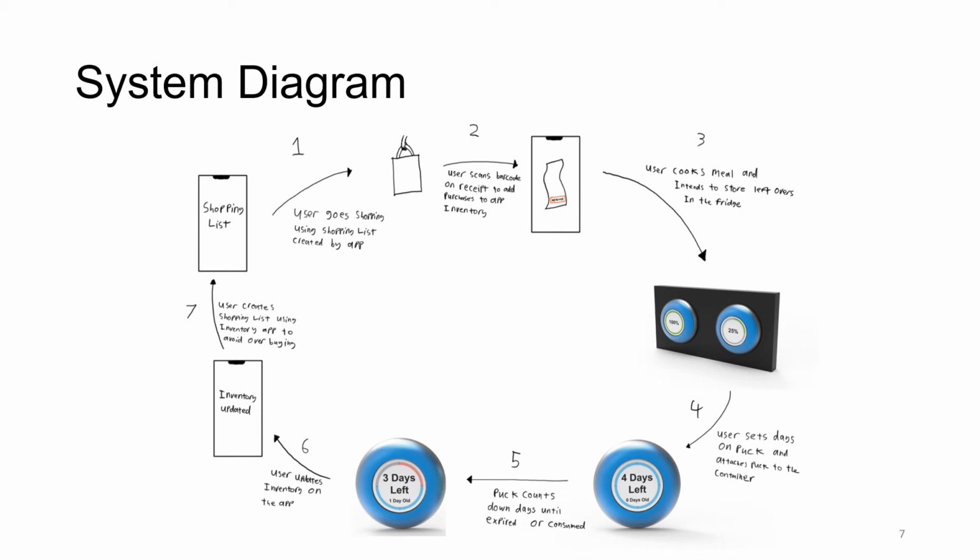Here's a system diagram I designed. It starts with the user creating a shopping list on the app, and then they go to the shops and then they can scan the receipt or barcode to add all of their items to the app. Then they can cook a meal, attach a puck to it, set the time, and then once the timer runs out they can either eat their food or throw it out, and then the user can update the inventory on their phone and then they can create a new shopping list for the next week.